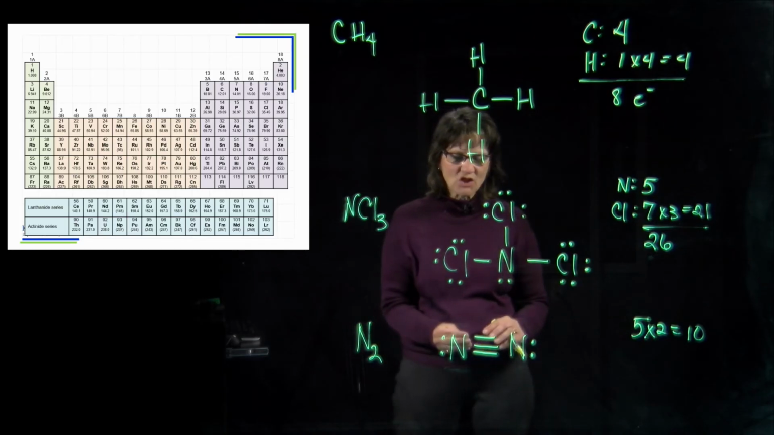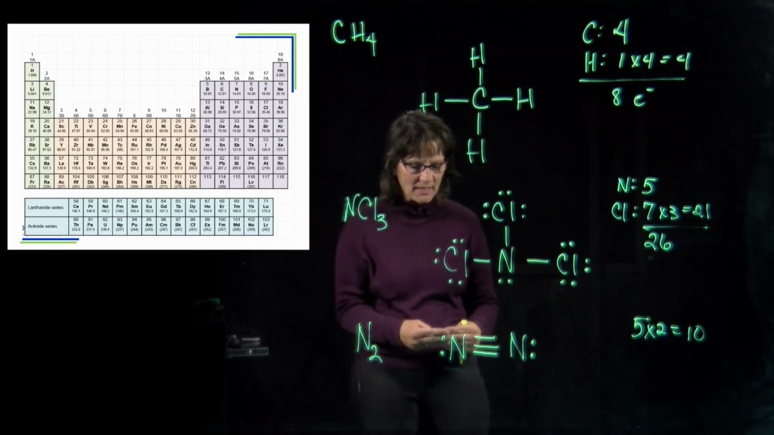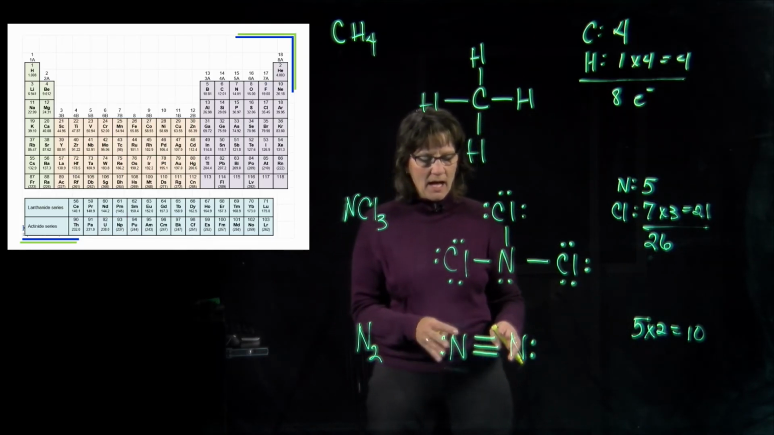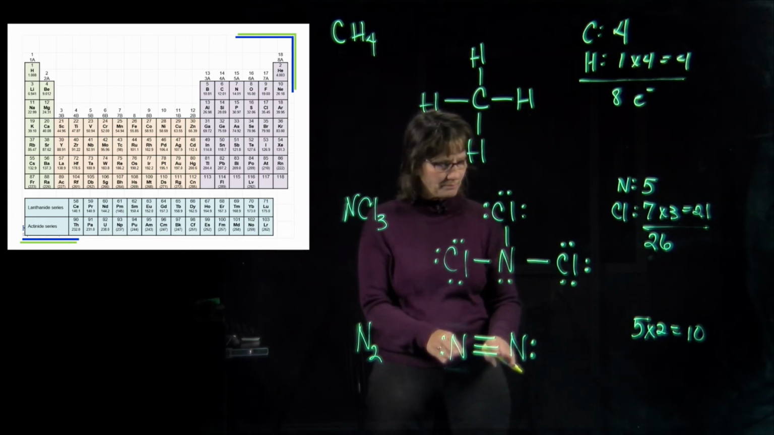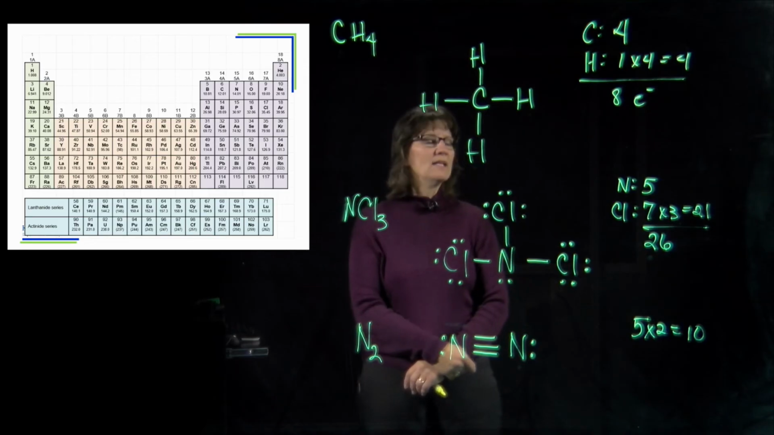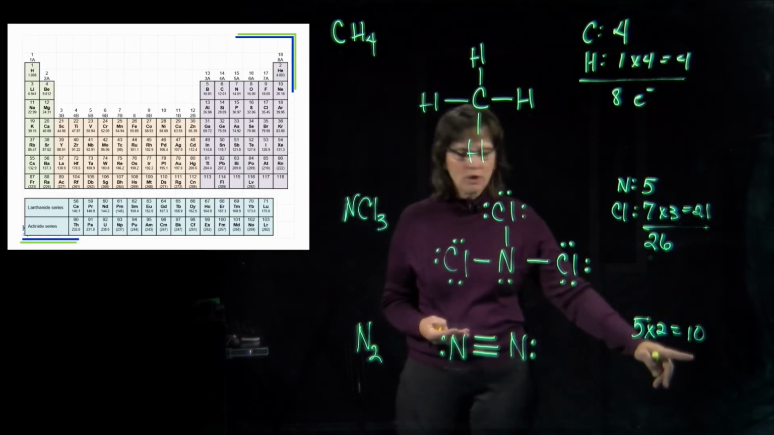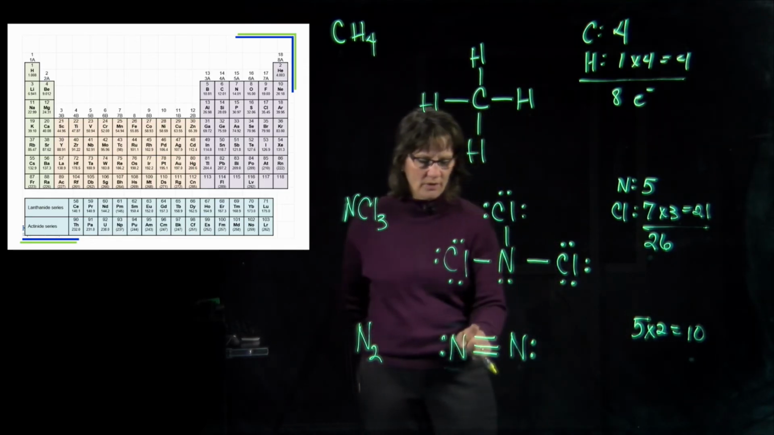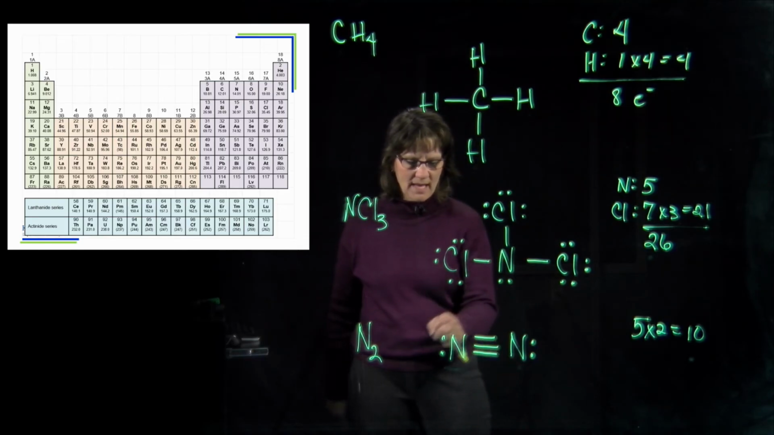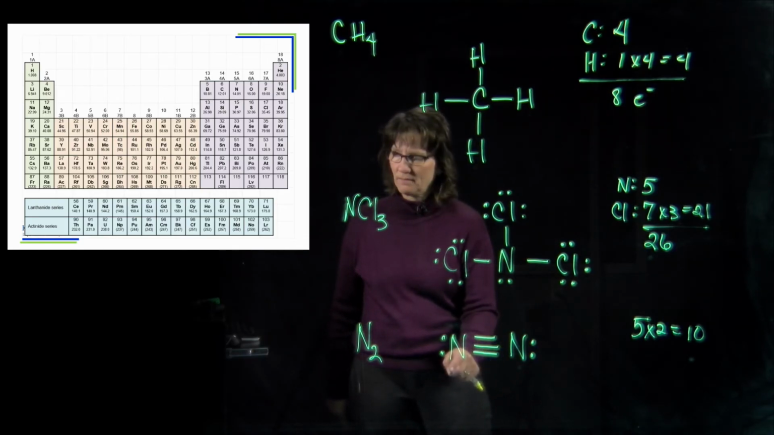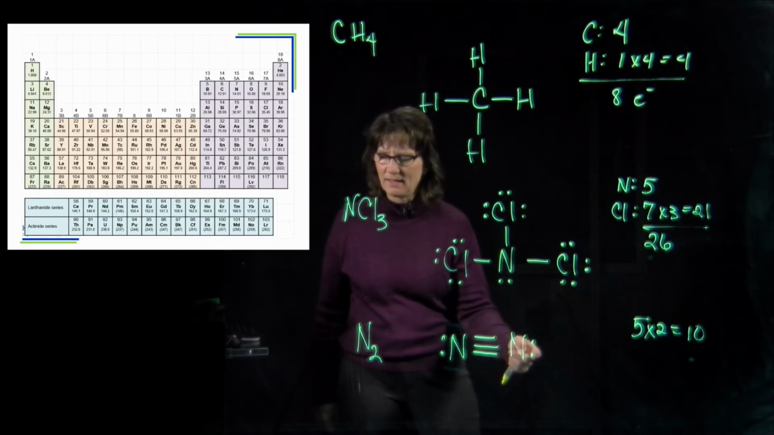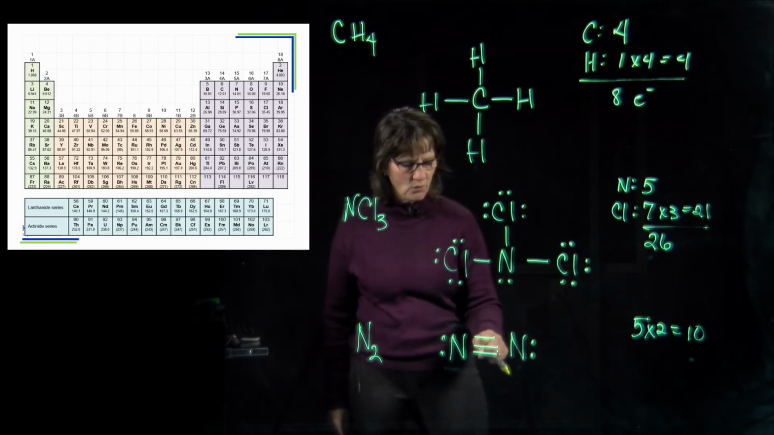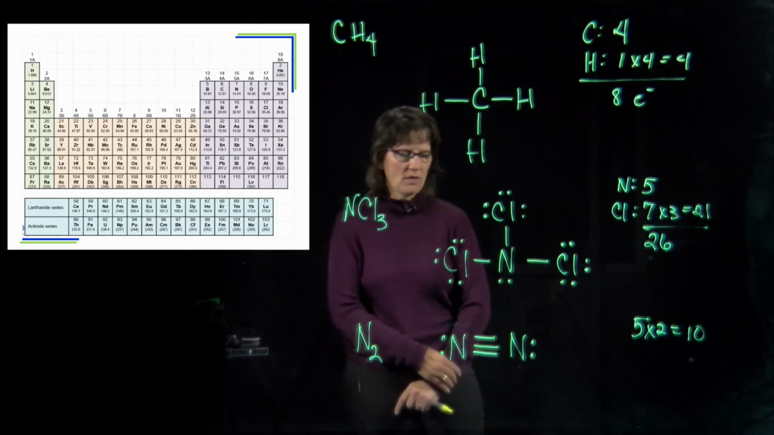So by doing that shifting and getting more sharing to take place, we are able to get both of them to have 8 valence electrons. Now let's do our double check. Does everything have 8, and have I only used 10 electrons? Well, this nitrogen has 8: 2, 4, 6, 8. This nitrogen has 8: 2, 4, 6, 8. I have used 10: 2, 4, 6, 8, 10 electrons.